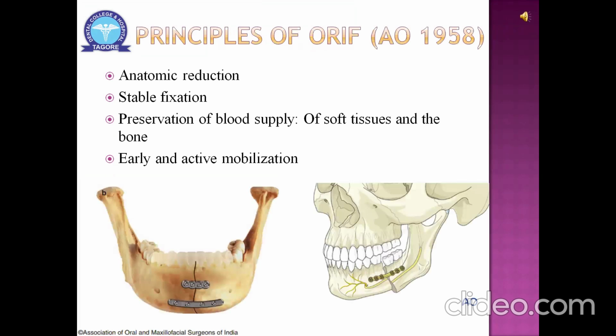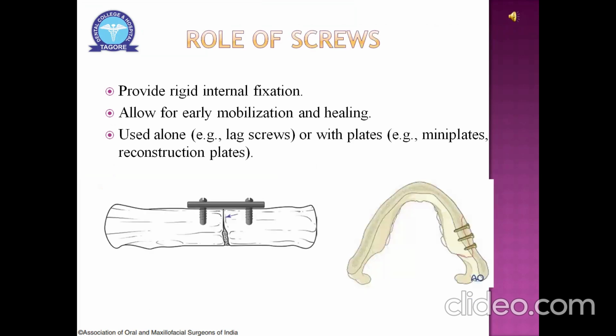The principles of open reduction and internal fixation, as given by AO in 1958, are anatomic reduction of the fracture segments, stable fixation, preservation of blood supply of both soft tissues and bone, followed by early and active mobilization. The role of screws in rigid fixation is to act by clamping the bone and plate together. These screws provide rigid internal fixation and allow for early mobilization and healing. They can be used alone, as in lag screws, or with plates, for example miniplates.